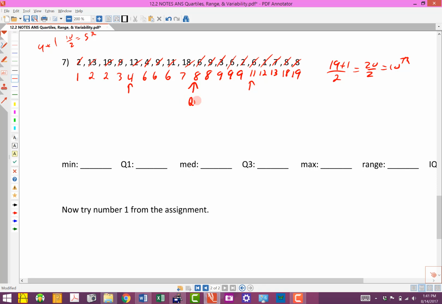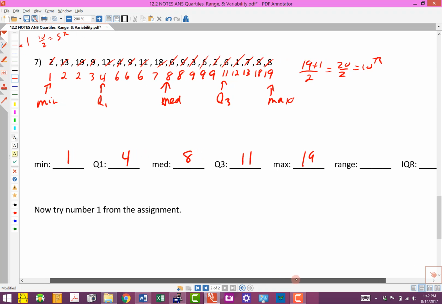So we've got the median here, Q1, Q3, and then again, the min and the max are really easy to find. Okay, so the min and the max are right there. So let's write down what we've got. The minimum is 1. The maximum is 19. The median is 8. Quartile 1, Q1 is 4, and Q3 is 11. That works out really nicely.